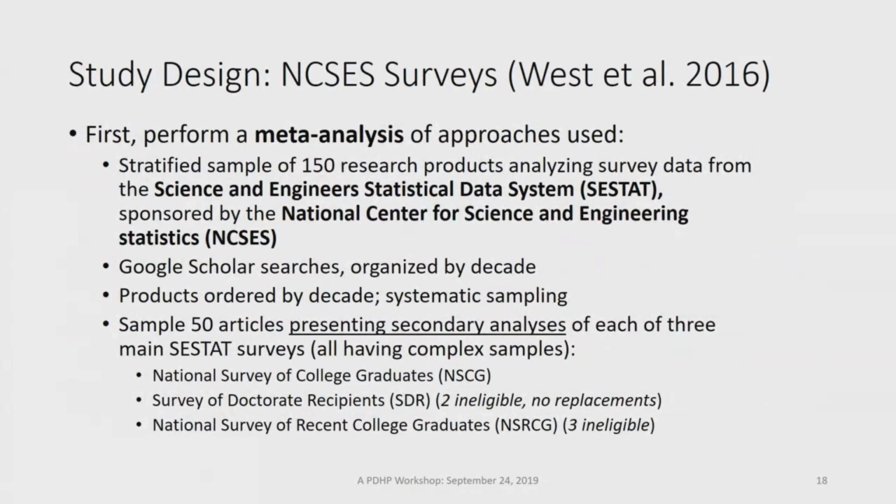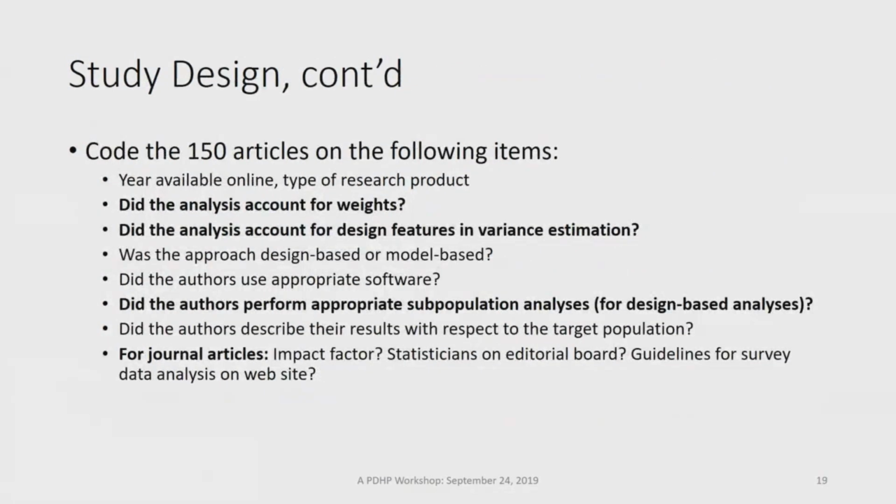And we sampled 50 of these products that presented secondary analyses, so that was an eligibility criterion: the published paper had to say that it was doing a secondary analysis of one of these data sets. And then we scrutinized these articles to see what exactly the authors were doing within these articles. So each of the 150 articles was coded on these items here.